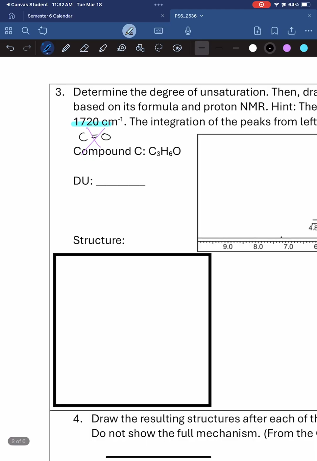All right? And if we look at our compound, we see that we have an oxygen in here. So immediately what I would think is maybe there's an alcohol or something like that, but we don't necessarily know that yet. We need to look at our proton NMR. So let's first deal with the degrees of unsaturation. Our equation is going to be 3 minus 1/2 of the hydrogens, 6, plus 1, giving a degree of unsaturation of 1. So that tells us that somewhere in our structure is a double bond or a ring.